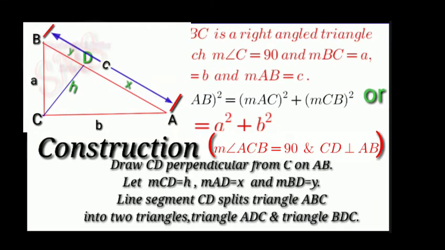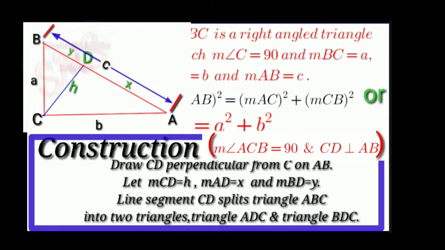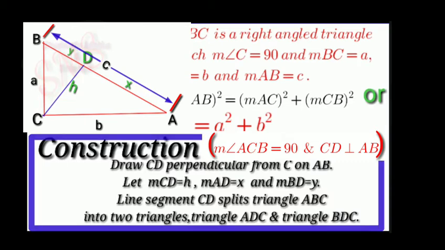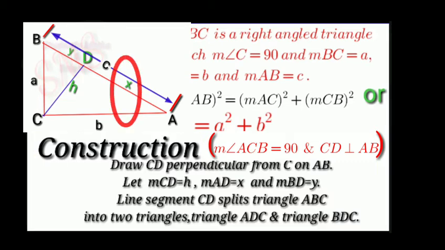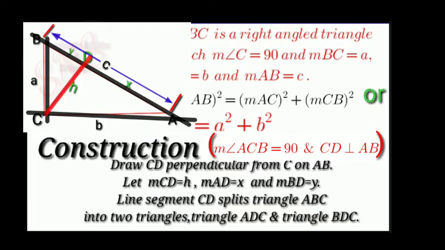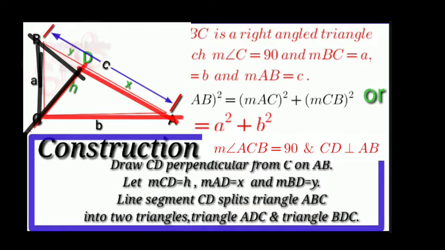Its construction: draw CD perpendicular from C on AB. Let side CD equal to H, side AD equal to X, and side BD equal to Y. Line segment CD splits triangle ABC into two triangles, triangle ADC and triangle BDC.